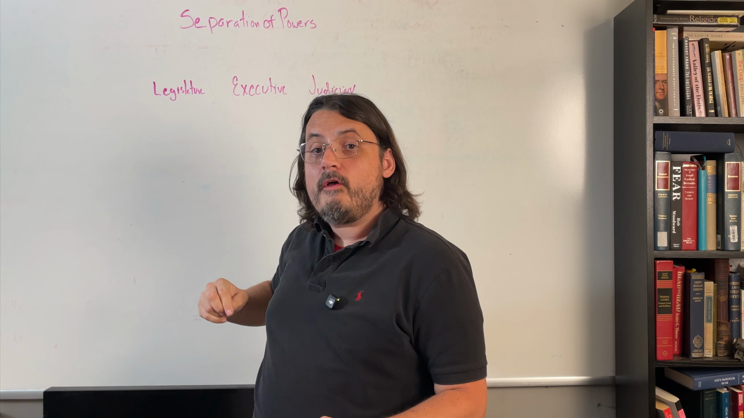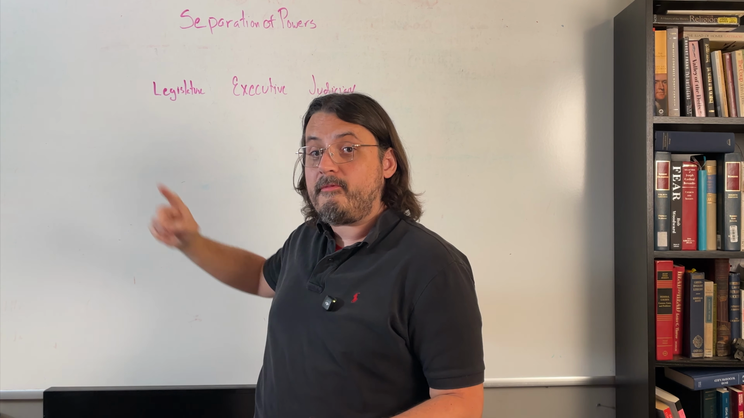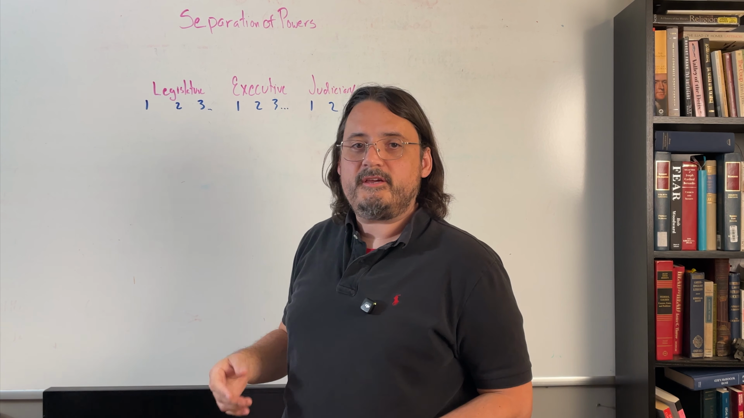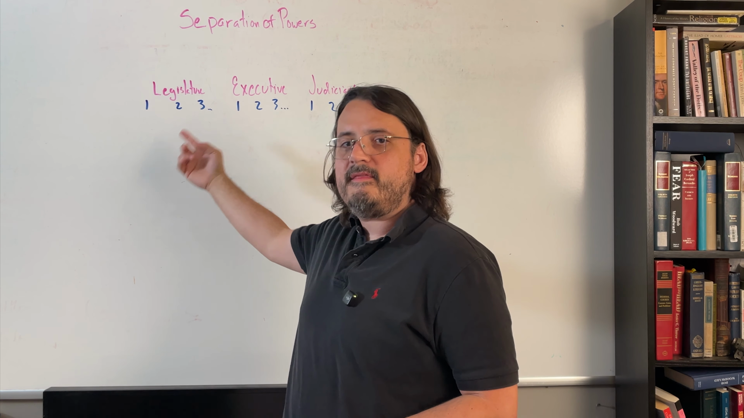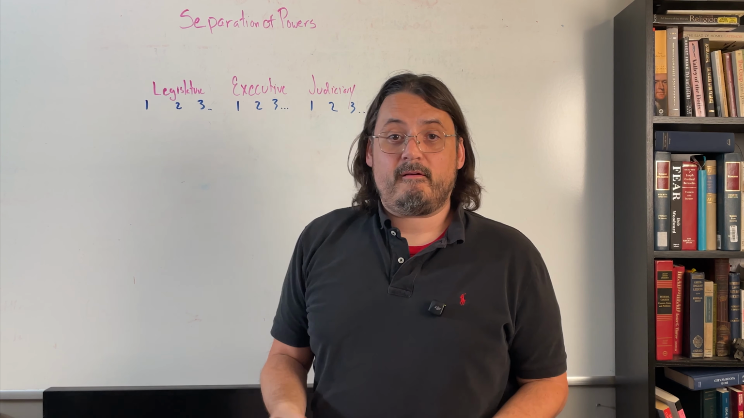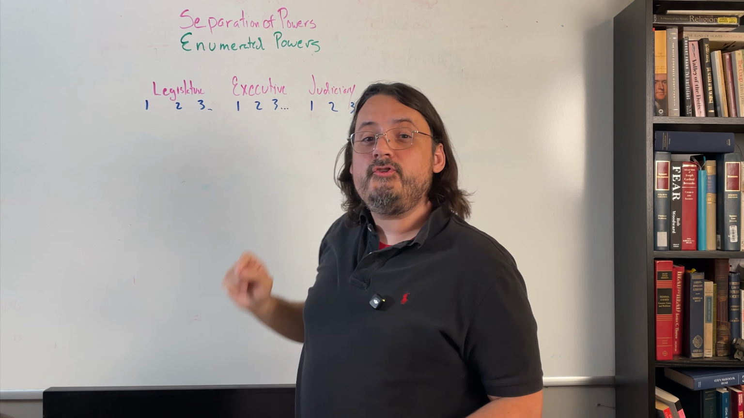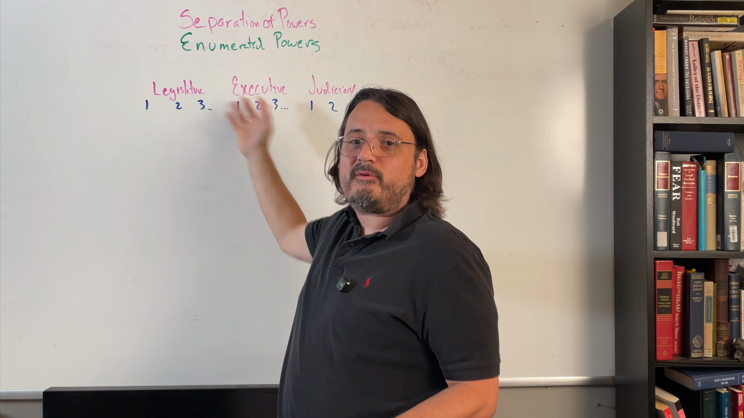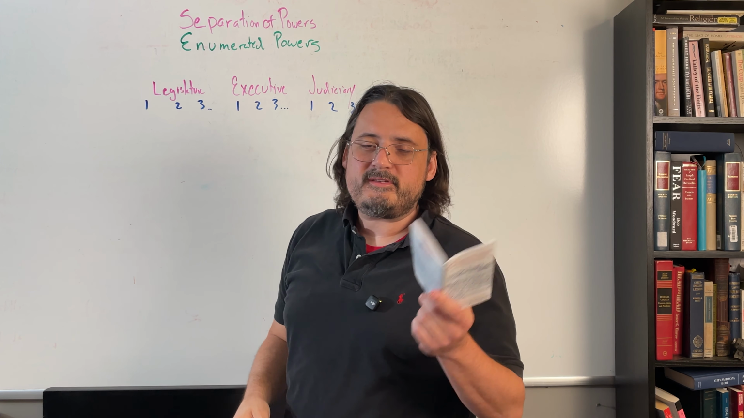Okay, this is not easy, but I'm going to try to break this down so that it's digestible. Let's start with the Articles of the Constitution. The first three Articles of the Constitution set up three different branches of government and delegate powers to each one. The legislature has this power, and this power, and this power. The executive has power number 1, power number 2, power number 3, etc. These are called the enumerated powers. Enumerated as in numbered. 1, 2, 3. It's a list of powers, even though there's actually no numbers in here.